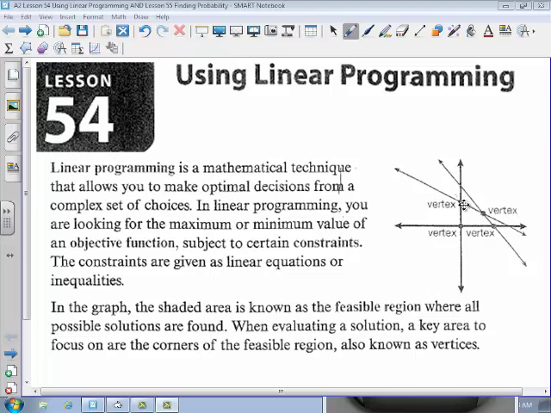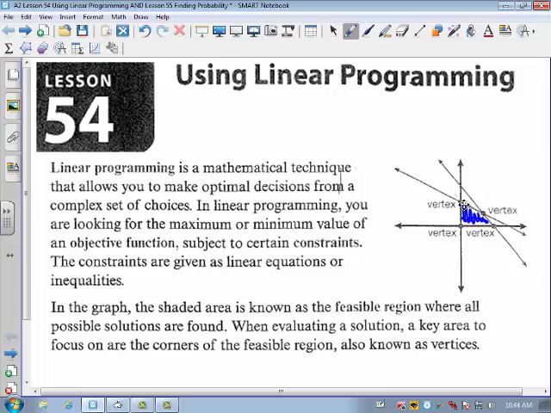In the graph, the shaded area is known as the feasible region. Okay, in this case, they're saying that this is the shaded area. Okay, this is the feasible region, and all possible solutions are found there. Okay, that's the darkest shaded area. Note that sometimes it'll be shaded here and here, but where it's overlapped the most is the solution set, right?